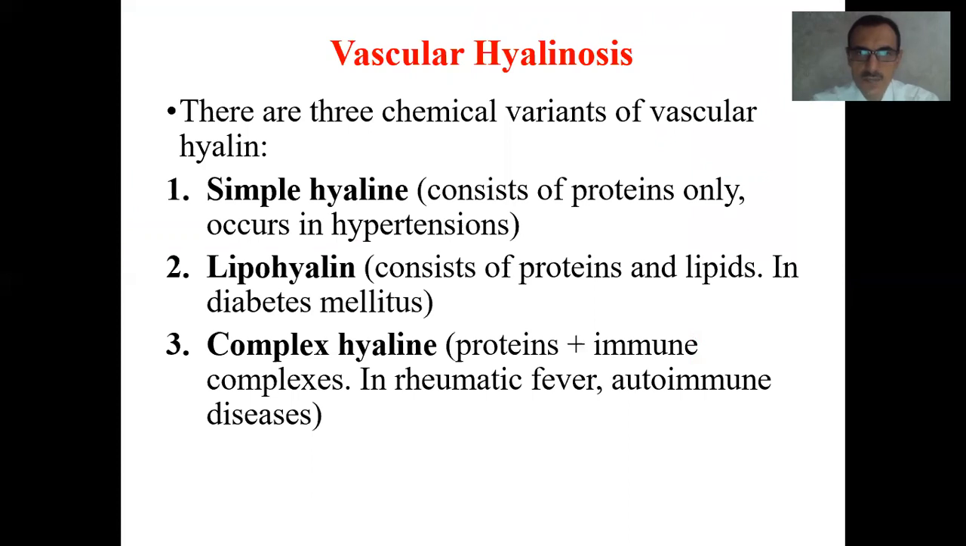There are three chemical variants of vascular hyaline. First, simple hyaline. It consists of proteins only and occurs in hypertension. Lipohyaline consists of proteins and lipids. It is present in diabetes mellitus. And the complex hyaline, proteins with immune complexes, is present in rheumatic fever and autoimmune diseases.